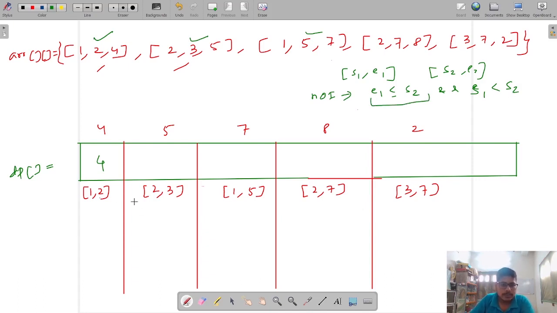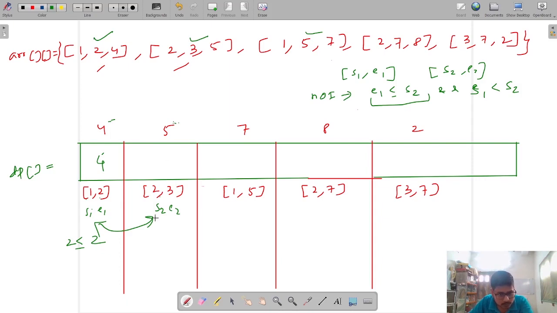So see, 2 is less than or equal to 2. This is my S1 E1, this is my S2 E2. So 2 is less than or equal to 2, and obviously 1 is less than 2, S1 less than S2. So these two are actually non-overlapping intervals. So for non-overlapping intervals, we have to calculate the maximum. So it will be the sum of these profits, right? So if I take these two intervals as they are both non-overlapping to each other, we will take both profits and we will get the maximum.